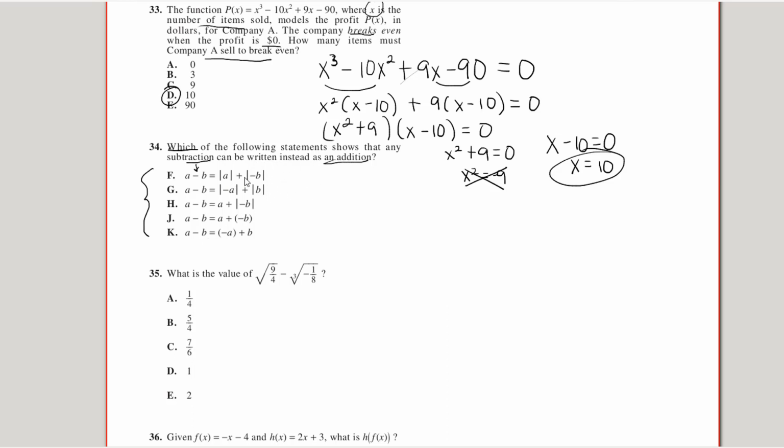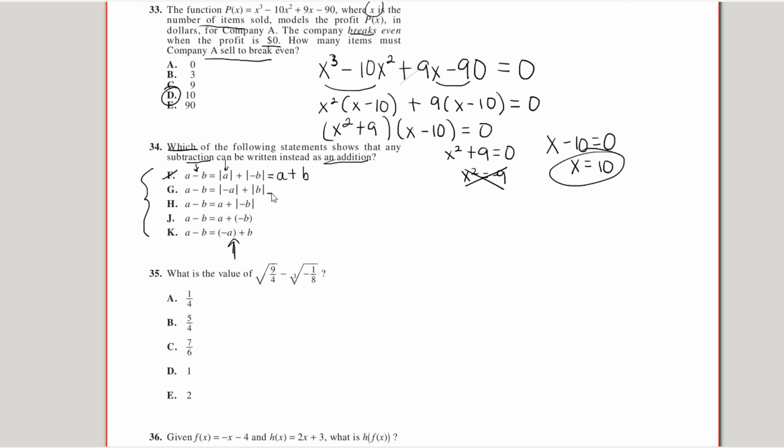And each one of these on the right-hand side are addition statements, but we've got to see which ones are true statements. So let's take a look at the first answer choice. We're just going to have to go through each one, and we'll start with F here. When we take the absolute value of A, we're just going to turn out with a positive A value. Plus, when we take the absolute value of negative B, we're still going to have a positive B value. So that tells us A minus B equals A plus B. No, that is not the same.